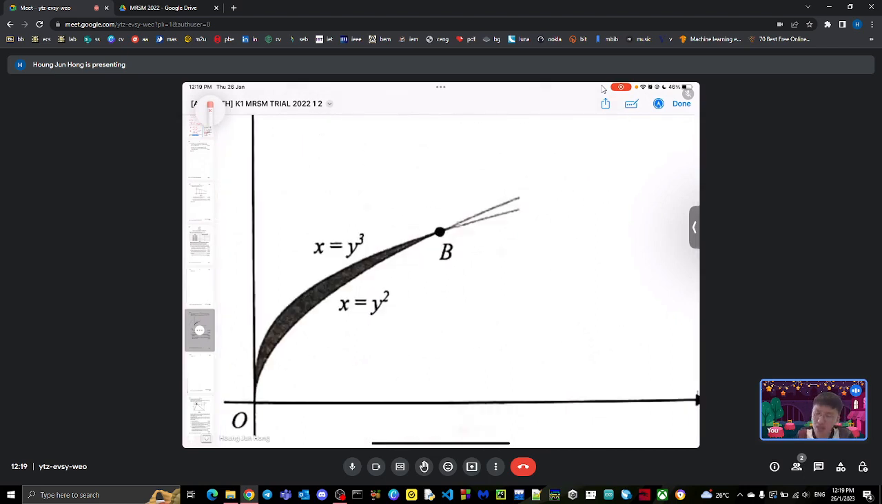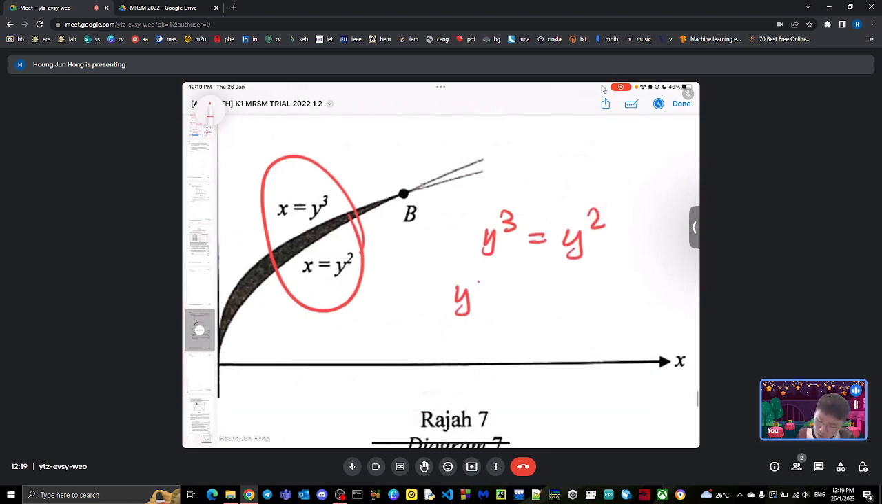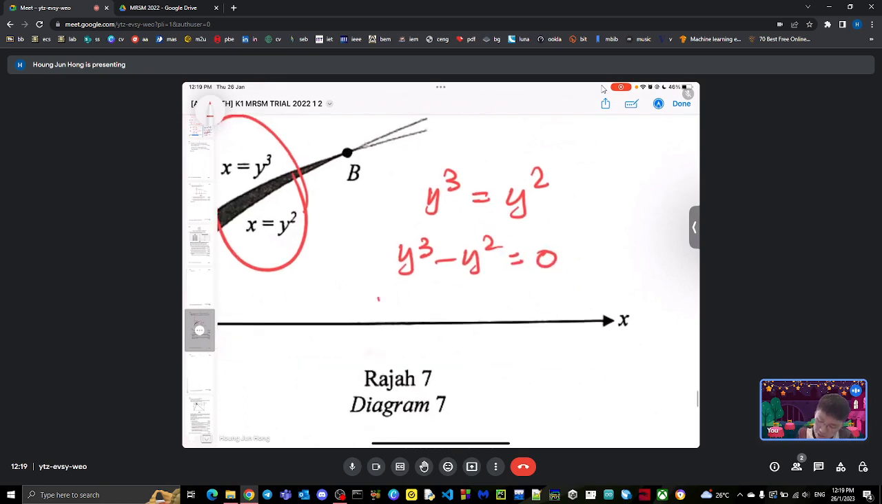This one, just do simultaneous equation. Equate them together. So x equal to x, so y cube equal to y2. Yep. So don't just cancel them. Please put into like this and then factorize. So yeah, you can get y equals to 0 or y equals to 1.